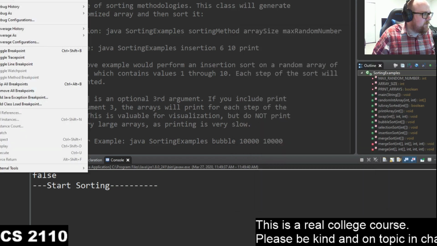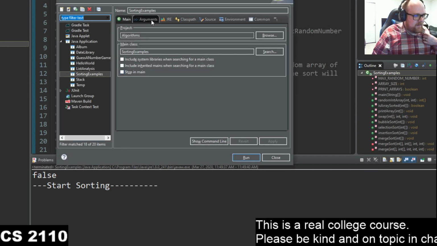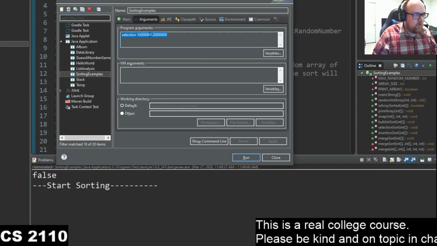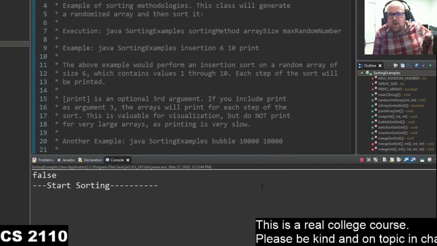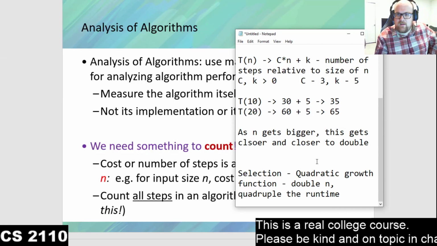I set up a certain run configuration with these command line arguments. It runs a selection sort. What this is going to do is generate 10 million values. It's going to sort a list of 10 million random values between 0 and 20 million. When I run this program, you'll see this is going to take a while. Sorting 10 million values takes a long time. In fact, so long that we're going to check on this later because it's not going to finish anytime soon.